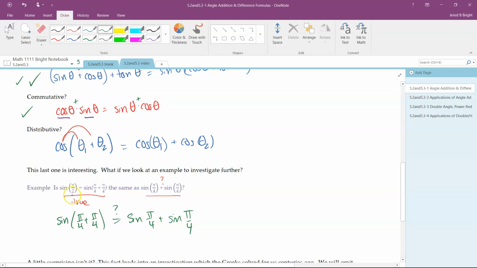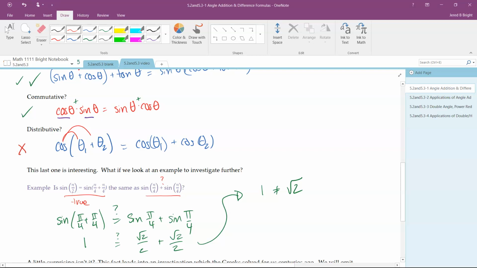Well, we know from experience sine of pi over 2, that's 90 degrees. Sine of that is 1. Is that equal to sine of pi over 4, which we should recognize as root 2 over 2, plus root 2 over 2? At the end of the day we get 1 on one side, and on the other side we get 2 root 2 over 2, which is the same as root 2, and those things are not the same. So it looks like this distributive property does not work.